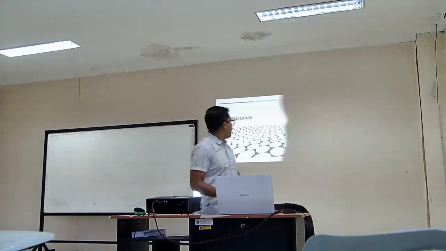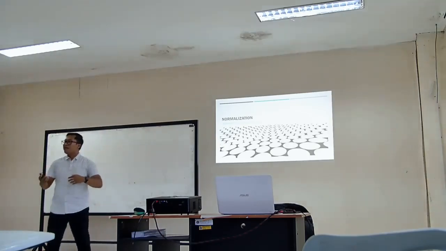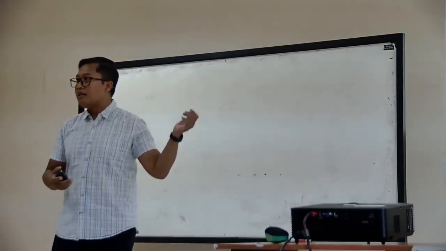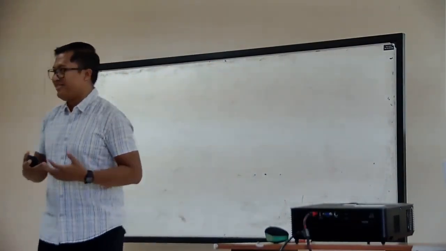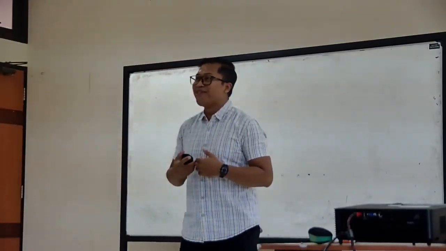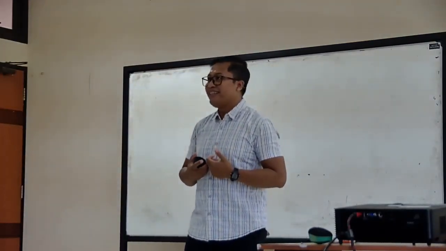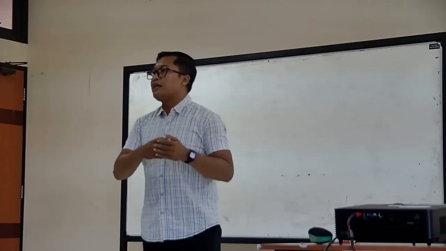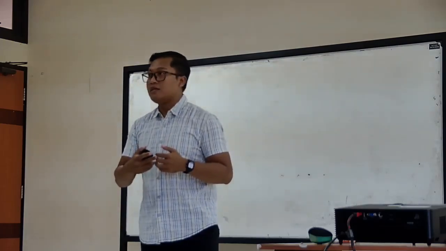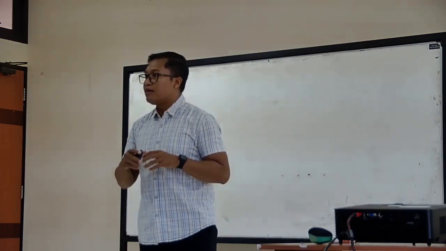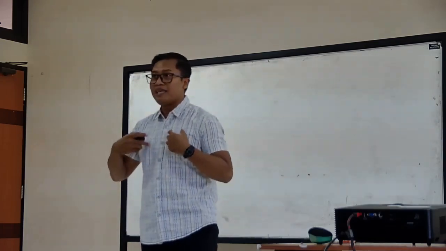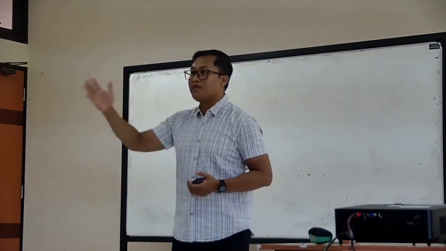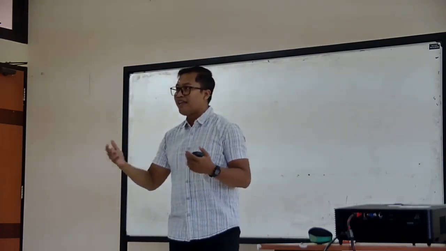Okay, next we will continue with normalization. But before that, we need to brainstorm first. Maybe we need to review some material from the last meeting. I need to know, do you still remember our last material? In the process of transforming the entity relationship diagram, we have some steps. Maybe someone can help me explain the steps to transform an entity relationship diagram into a relational model.